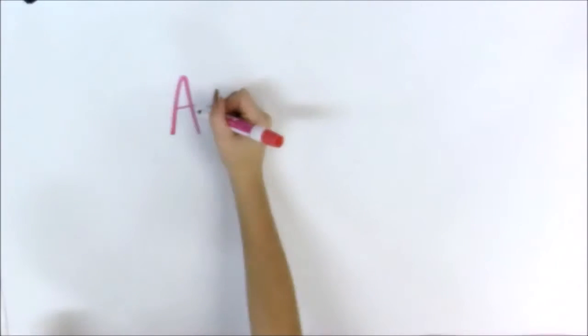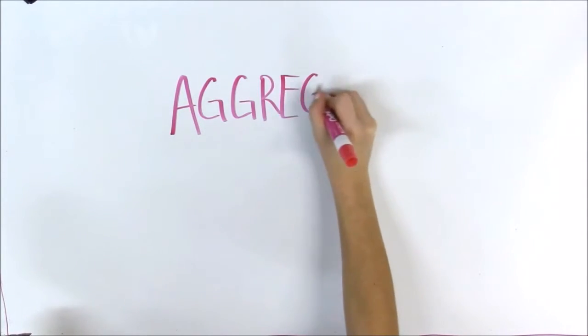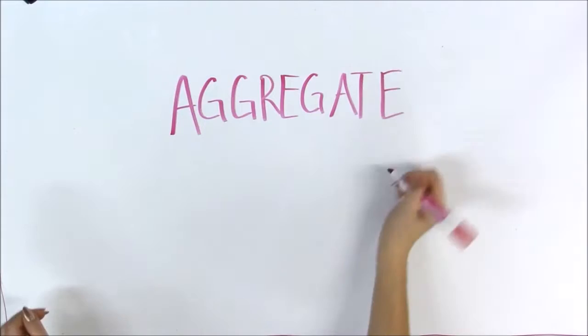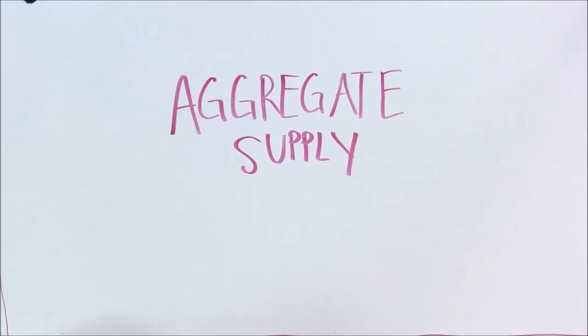In this video, we will be covering aggregate supply, including short-run aggregate supply and long-run aggregate supply. Within short-run aggregate supply, we will break it down into the Keynesian, intermediate, and classical portions of the short-run aggregate supply curve.